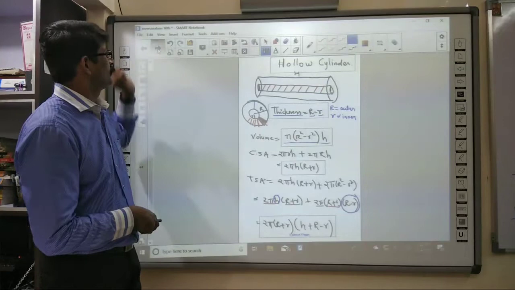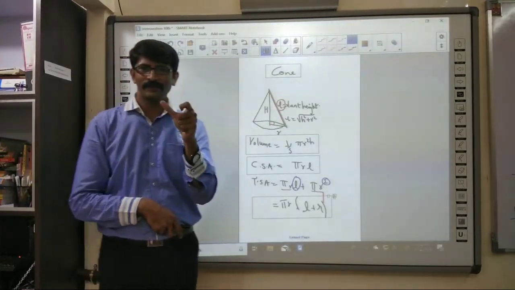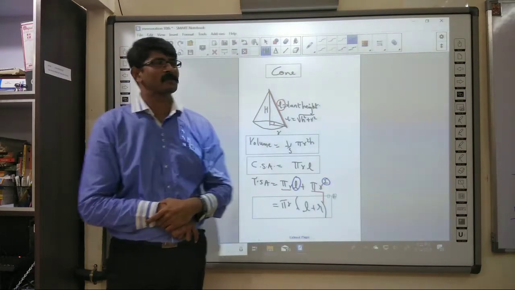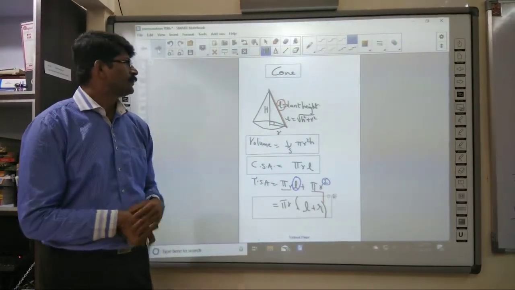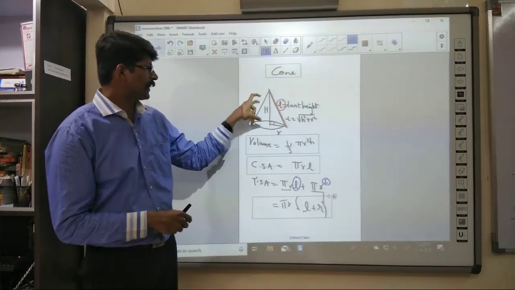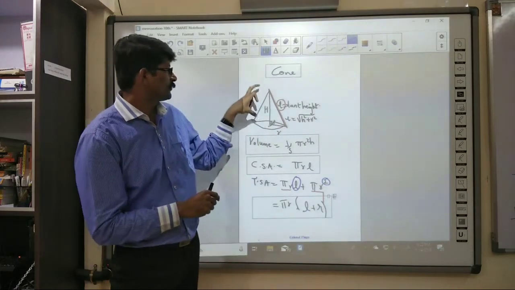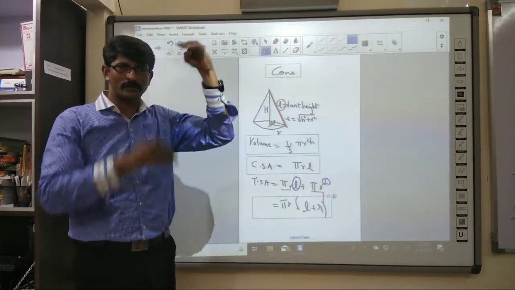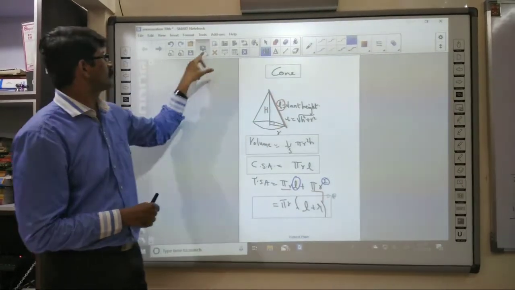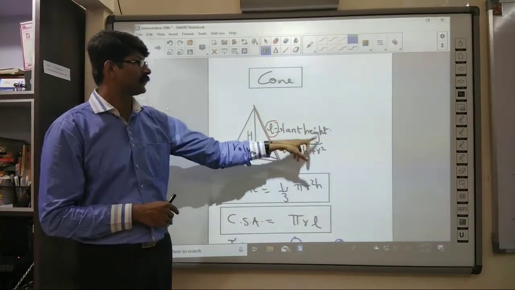So let's go ahead with the next thing, cone. What is this cone? Generally we use ice cream cone. You must have seen that birthday caps come in conical shape. So many examples. The cone has something called small r, that is the radius of the base, something called capital H, that is the perpendicular height, and there is something called L. L is nothing but the slant height. This red one is called the slant height.